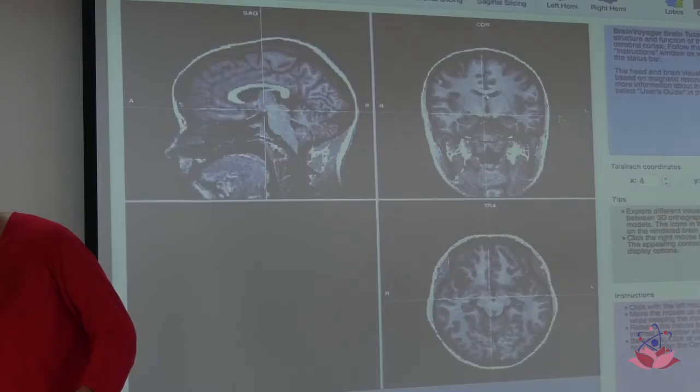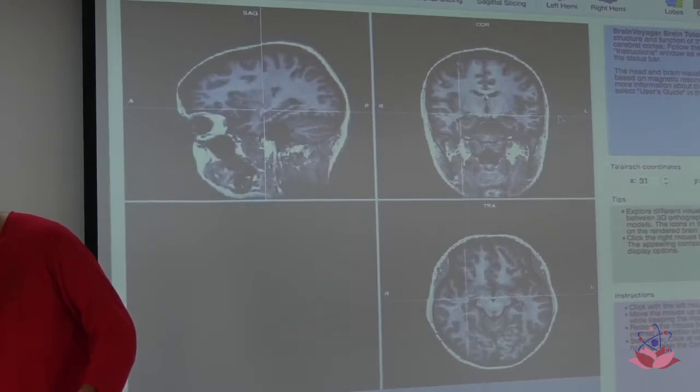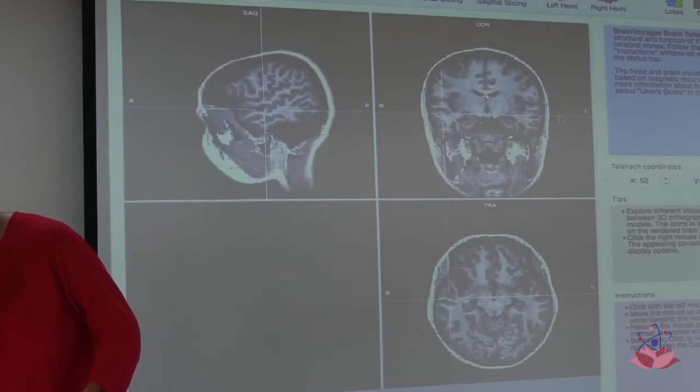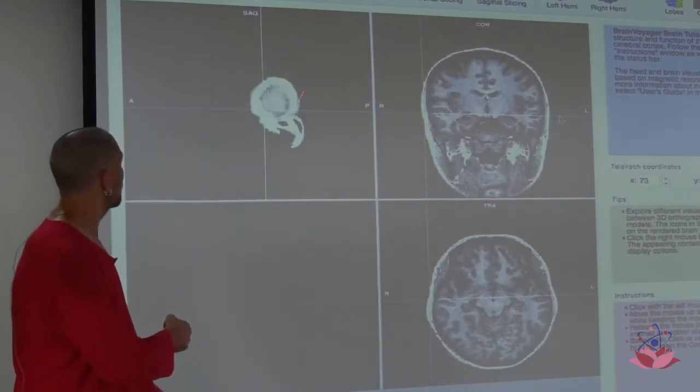And this is sort of moving now through the other half of the brain and back out until we finally hit the outer skull and the ear on the other side of the brain.